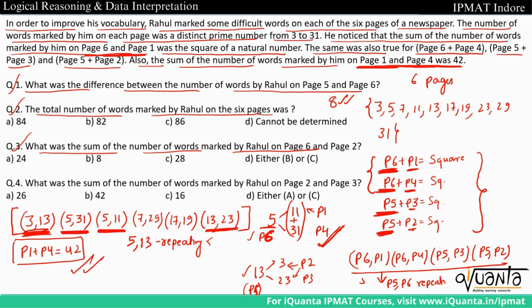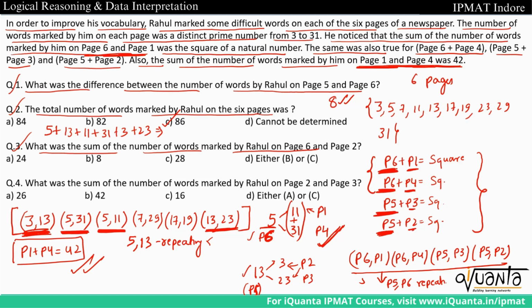Then the second question is: total number of words marked by Rahul on the 6 pages was? So for the total number of words, we have to add all the prime numbers, the number of words on the different pages. So we have 5, 13 words on a page, then we have 11 words on page 1, 31 words on page 4, 3 words on page 2, and 23 words on page 3. If we find their sum, it will be equal to 86. So 86 will be the correct answer.